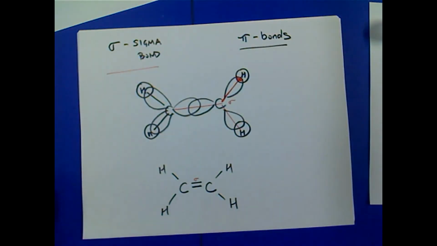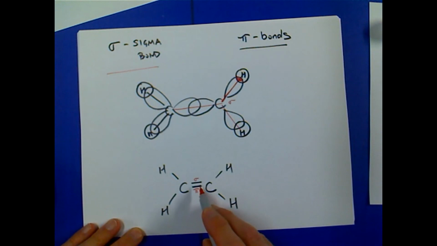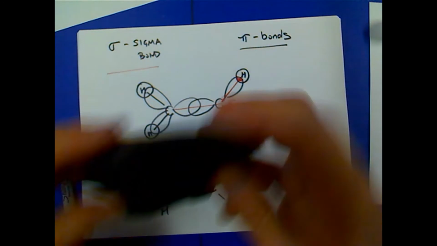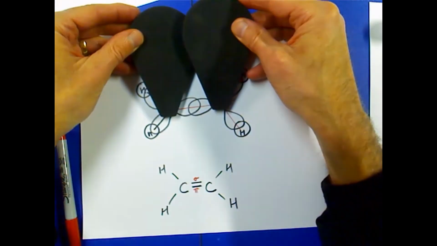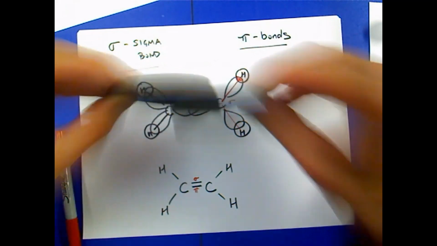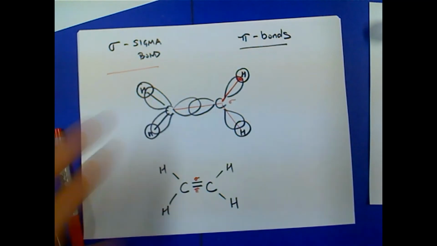So this double bond consists of 1 sigma bond and 1 pi bond. And that's always going to be the case in a double bond. The first of the bonds in the double bond is what we're going to call a sigma bond. And the second one is going to be a pi bond. And that's going to result, again, from the overlap of the 2 unhybridized p orbitals. That overlap is going to exist both above and below the plane of the molecule.